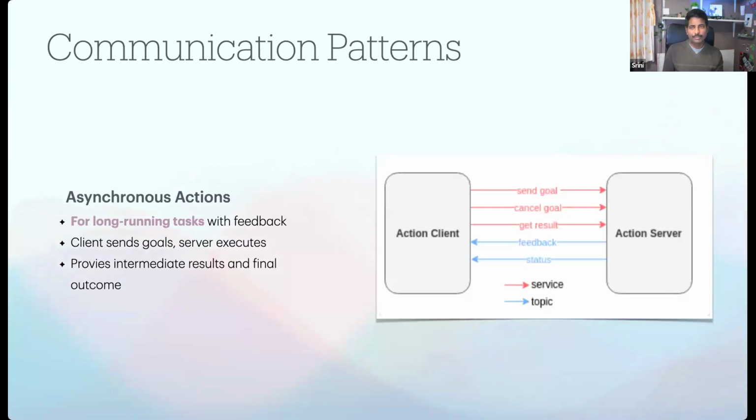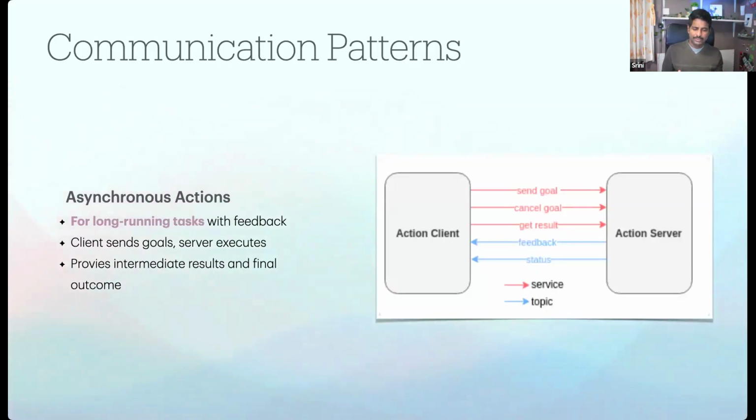But then if you have an operation that is running for, let's say, 10 minutes, then you cannot just wait 10 minutes to see if the operation is still running or if it crashed. That would be too long to wait. So then you use something called an action service or action server client architecture, where you can send intermediate results.